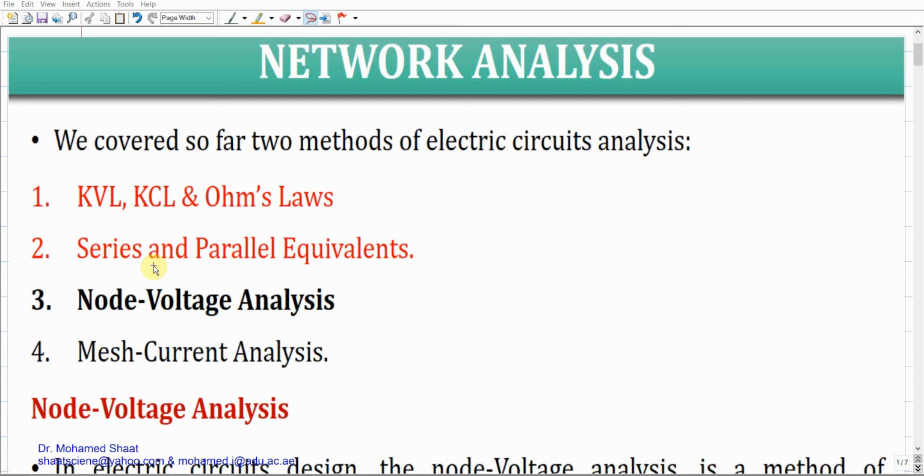In today's lecture, we are supposed to cover the 2 methods, the node voltage analysis and the mesh current analysis. In this video, I'm going to discuss the node voltage analysis and how we can use this method for network analysis or electrical circuit analysis, especially the focus again over resistive circuit analysis.